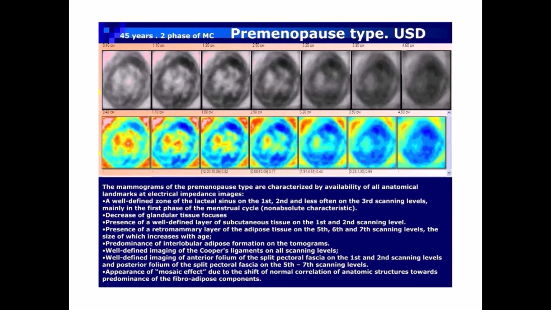Decrease of glandular tissue focuses. Presence of a well-defined layer of subcutaneous tissue on the first and second scanning levels. Presence of a retromammary layer of the adipose tissue on the fifth, sixth and seventh scanning levels, the size of which increases with age. Predominance of interlobular adipose formation on the tomograms. Well-defined imaging of the Cooper's ligaments on all scanning levels. Well-defined imaging of anterior folium of the split pectoral fascia on the first and second scanning levels, and posterior folium of the split pectoral fascia on the fifth to seventh scanning levels. Appearance of mosaic effect, due to the shift of normal correlation of anatomic structures towards predominance of the fibro-adipose components.